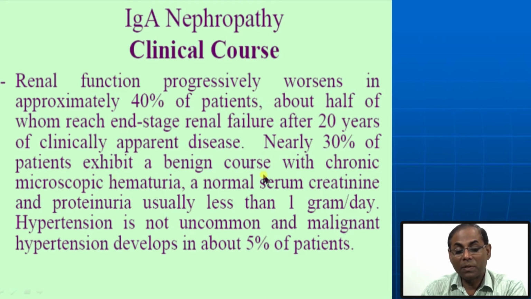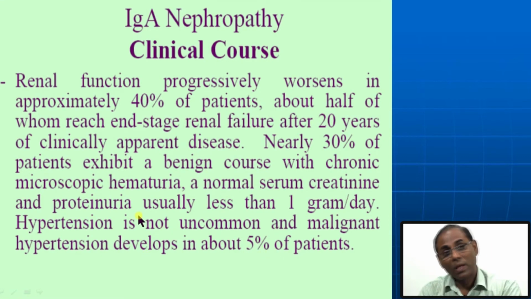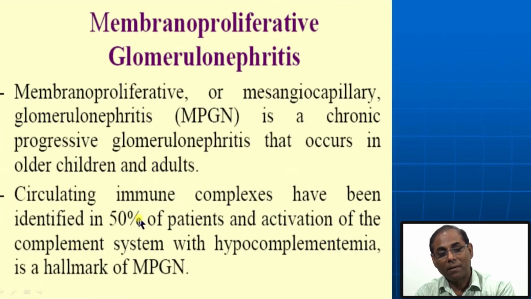Nearly 30% of patients exhibit a benign course, with chronic microscopic hematuria, a normal serum creatinine and proteinuria usually less than 1 gram per day. Hypertension is not uncommon, and malignant hypertension develops in about 5% of these patients. So clinically, IgA nephropathy may cause significant damage.